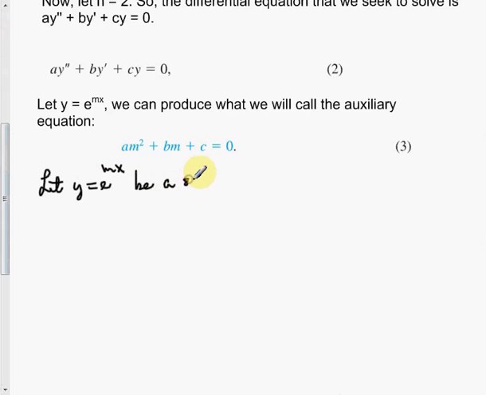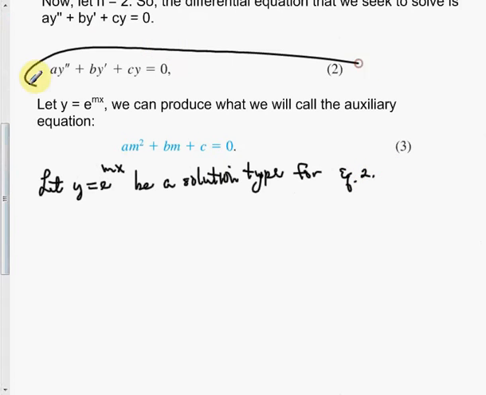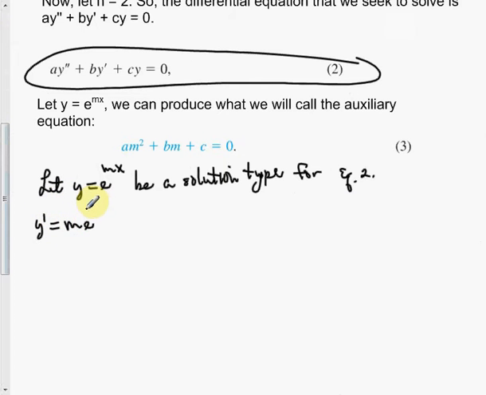be a solution type for equation 2. Well, if that be the case, then y prime is equal to m times e to the mx. And y double prime is equal to m times m, or m squared, times e to the mx.